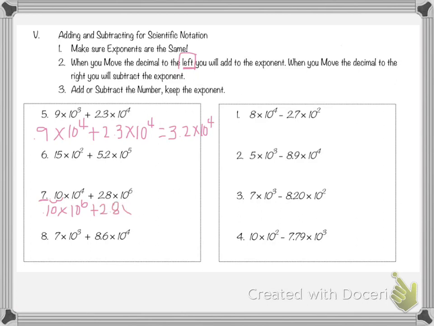Now they're in the same exponent. Okay, so we'll say 0.10 plus 2.8. So that is going to be a 2.9 times 10 to the 6th.